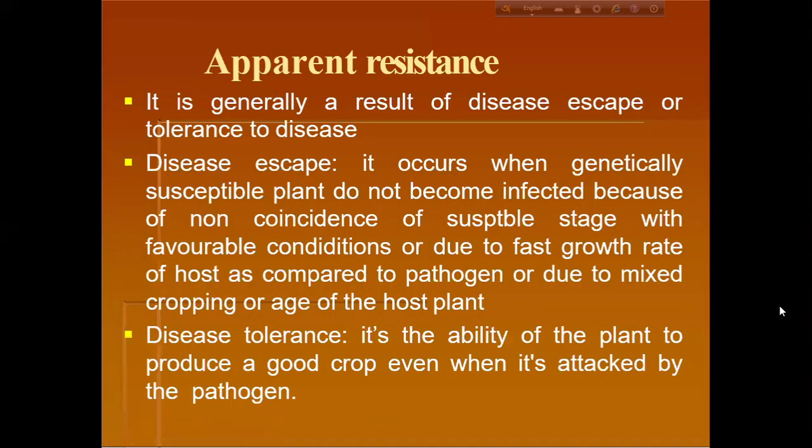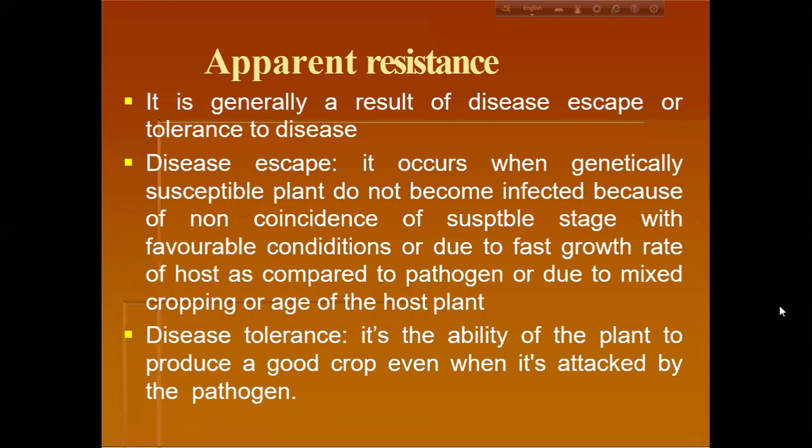There is another term we call apparent resistance. This is a term where, although the plant is not resistant itself, it seems to us that the plant is resistant. It happens when the susceptible stage of the plant does not coincide with the pathogen. It might happen because of non-coincidence of the susceptible stage with the favorable condition of the pathogen, or because of fast growth rate of the host compared to the pathogen, and maybe because of mixed cropping or age of the host plant.